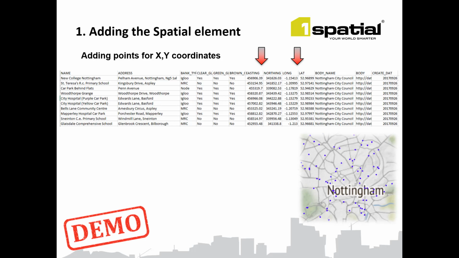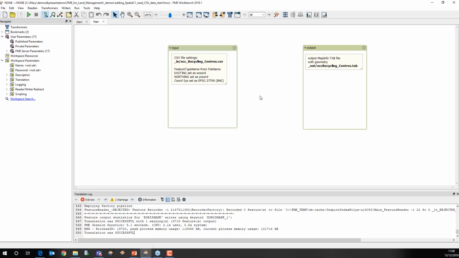So here I've got a CSV file. It's some recycling centres in Nottingham, and we can see we've got some coordinates in there, eastings and northings, lat long values, but it's a flat file, an Excel file, and really we'd like to create some points for those centres. So let's take a look in FME at how we might do that.